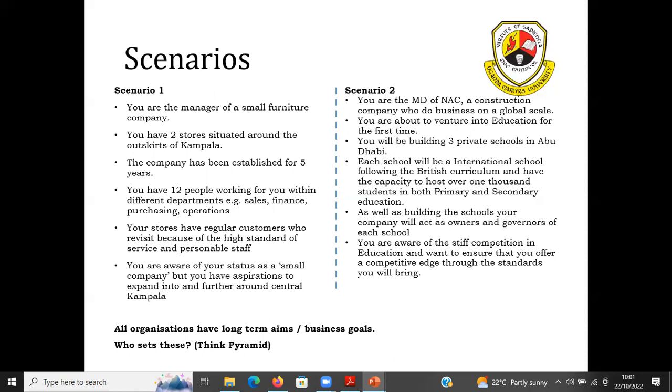Can we brainstorm for this company now? The small furniture company. Can we just have a brainstorm about this first scenario? The owner wants to expand further into Kampala. What does this owner need to do in terms of planning? What does this person need to do?